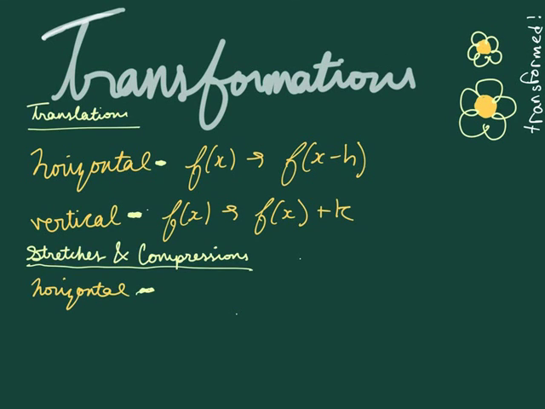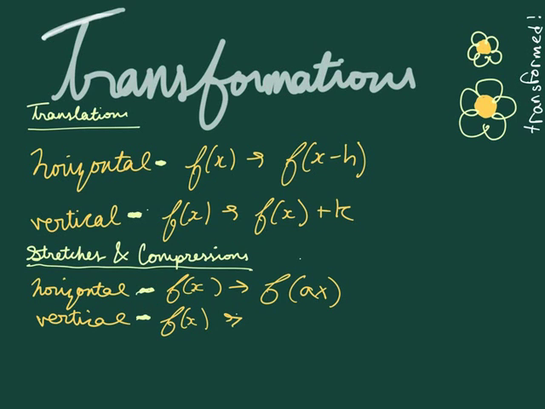In this video, we also talked about horizontal and vertical stretches and compressions. In a horizontal stretch or compression, f of x turns into f of a times x, where a is your factor. In vertical stretches and compressions, f of x gets transformed into a times f of x.